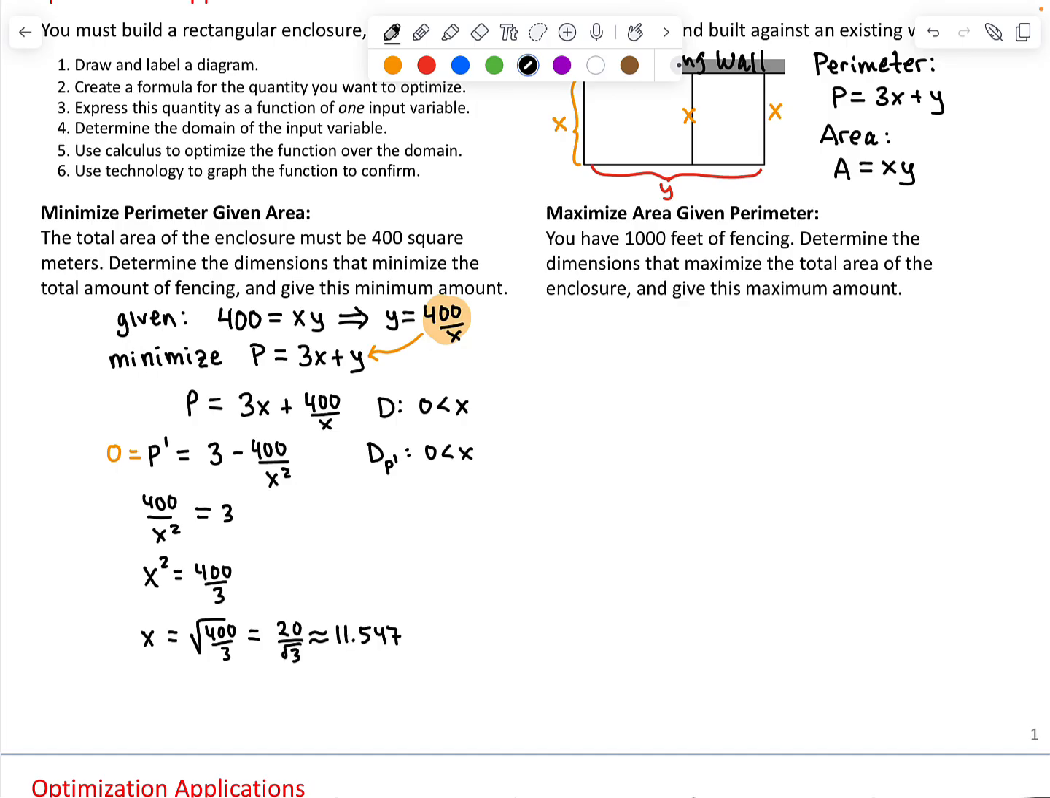Next, we make a number line of our domain. X must only be positive, so we put 0 on our number line and ignore negative values of x.